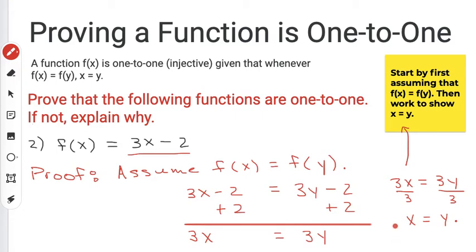Then you're going to write therefore f of x is one-to-one. We just proved that f of x is a one-to-one function. And then you're done. You can finish off your proof with a little square down here. And that is proving that a function is one-to-one. And I hope that helps.